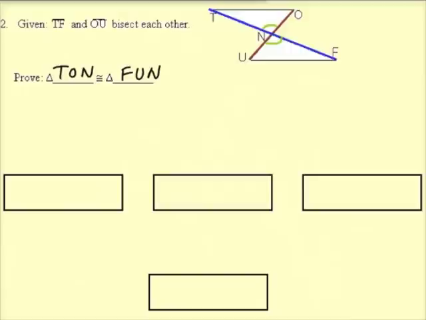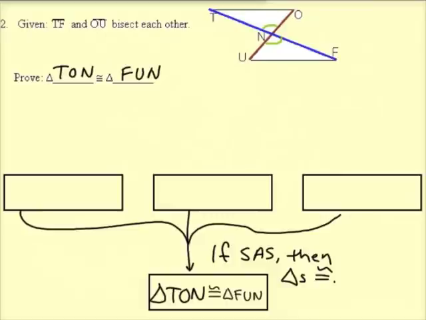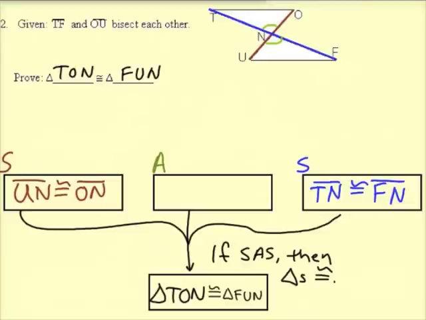So let's get started. We know what it is we want to prove. We want to prove that triangles TON and FUN are congruent. And we agreed we're going to use the side angle side congruence theorem. So we can talk about a pair of sides that are congruent, a pair of angles that are congruent, and another pair of sides that are congruent in each of those boxes. So let's start with the reds. I know that UN and ON are congruent. Next, the other pair of sides, the blues, those blue sides are congruent. And finally, the angles up the middle, angle TNO and FNU.